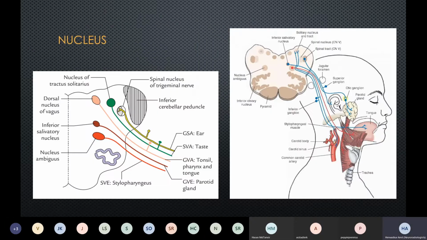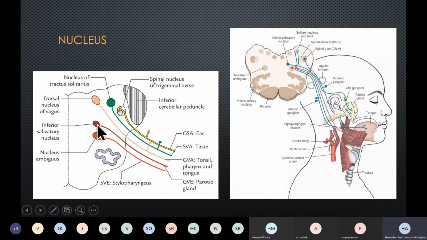So these are the nuclei here that we have, which will do these functions. So you have got a nucleus ambiguus. This is the motor nucleus which supplies the stylopharyngeus, which is the muscle we talked about. This nucleus ambiguus also shares the same nucleus with the vagus. So we'll come back to this again in discussions of the vagus.